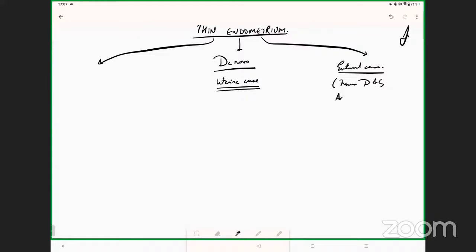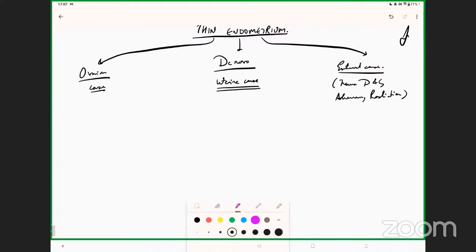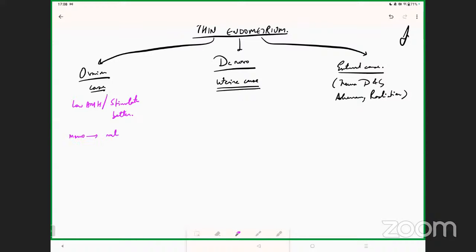And the first which we should keep in mind is an ovarian cause. Whenever it is an ovarian cause, your treatment is very, very simple. You need to rule out low AMH, and you need to stimulate better. What I mean by stimulate better is that if you are aiming for monofollicular development, then you should try to go ahead with multifollicular development. Just keep that in mind. So if you have done letrozole alone, then your treatment of choice becomes letrozole plus HMG. This is an important thing to keep in mind to rule out a thin endometrium due to an ovarian cause.